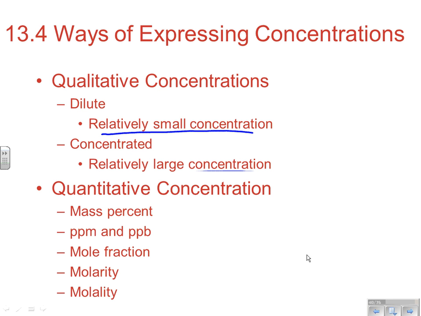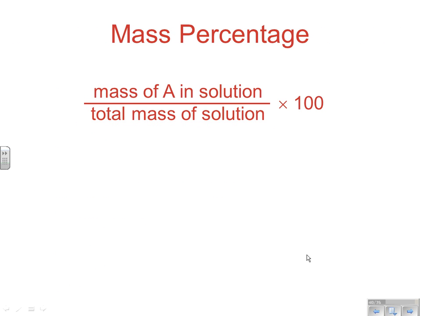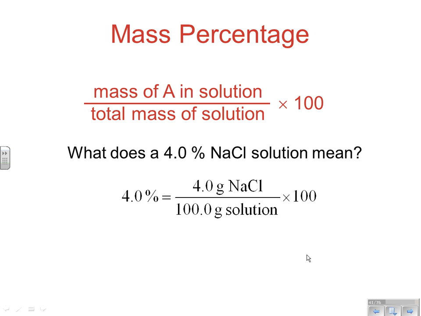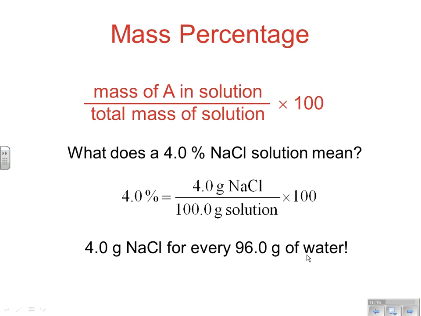And the five we're going to look at are mass percent, part per million and part per billion, mole fraction, molarity, and molality. Many of these you've seen in pre-AP. Now the first one, mass percent, like any percent, is really a part to whole situation. The part we're looking at is the mass of the solute dissolved in the solution compared to the total mass of the solution. So if you have something like a 4.0% NaCl solution, what that really means is you have 4 grams dissolved in 100 grams of solution. So fundamentally that would mean you have 4 grams of NaCl for every 96 grams of water.